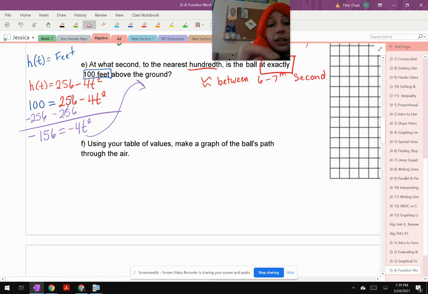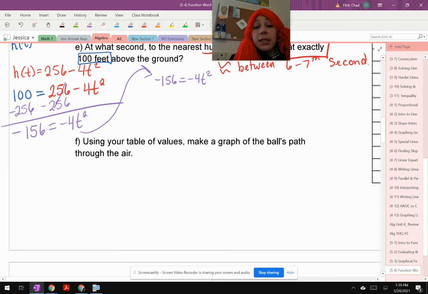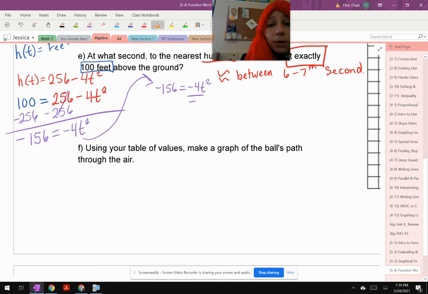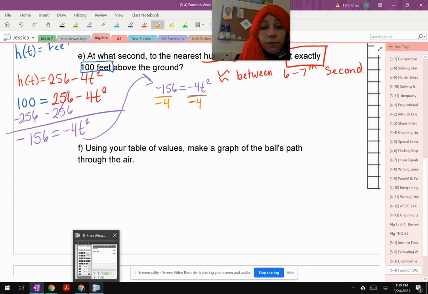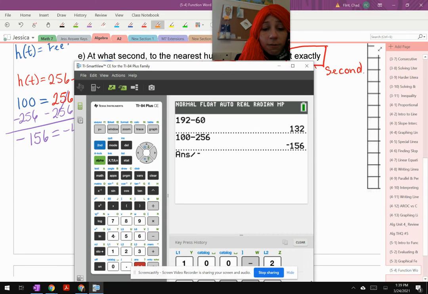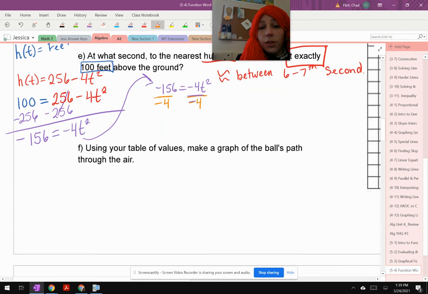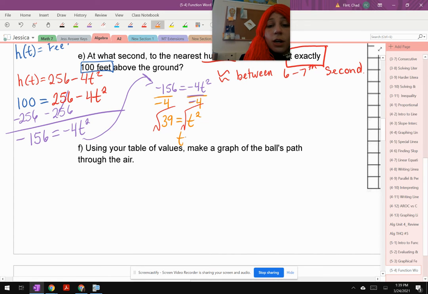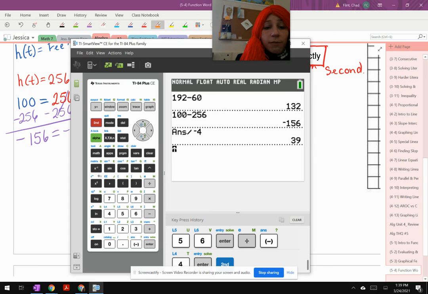I'm just going to bring that over here so I don't have to keep scrunching. Still trying to get that variable, that t, by itself. The negative 4 is there preventing it, so I'm going to divide both sides by negative 4. Negative 156 divided by negative 4 is 39. So 39 is equal to t squared. And remember here, the undoing of a square is a square root. So t is going to be equal to whatever the square root of 39 is.